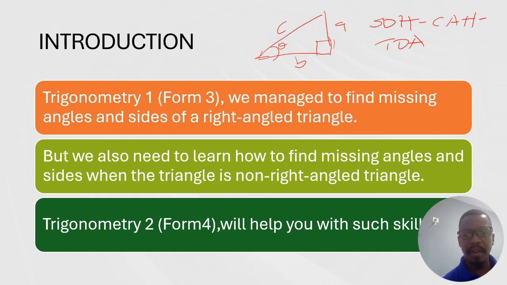And one of the formulas that you use to do that is what we call the sine rule. So let us be together as we dwell on this sine rule and do some examples and some practical situations to see how we apply the sine rule to find missing sides and missing angles.